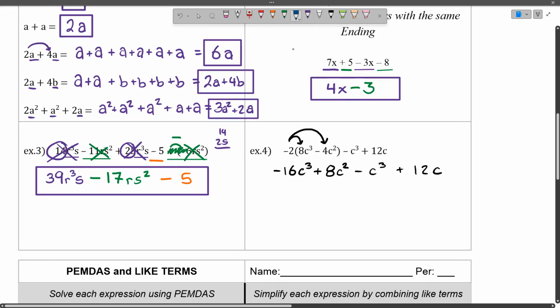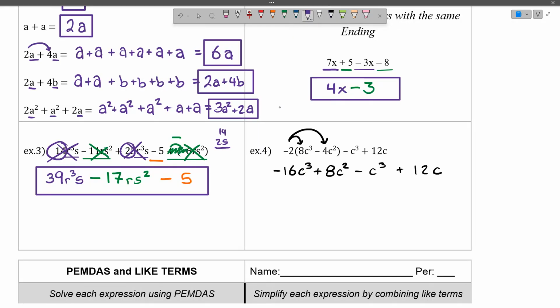Now I'm going to look for things with the same ending. We'll start with the cubed. I like to start with the highest exponent. So we've got this negative 16 c cubed and this negative c cubed. If you're ever missing a number in front, you can just put a little 1 there, okay? Negative 16, negative 1. They have the same sign, so I'm going to add them. 16 and 1 makes 17. And since they're both negative, negative 17.